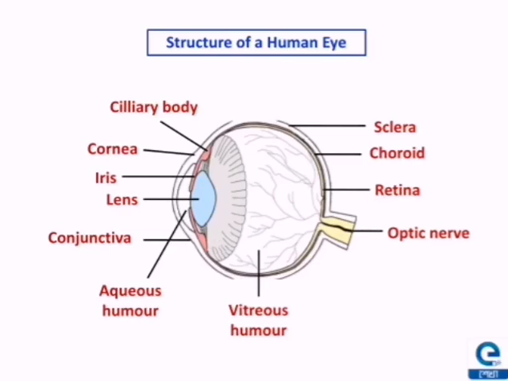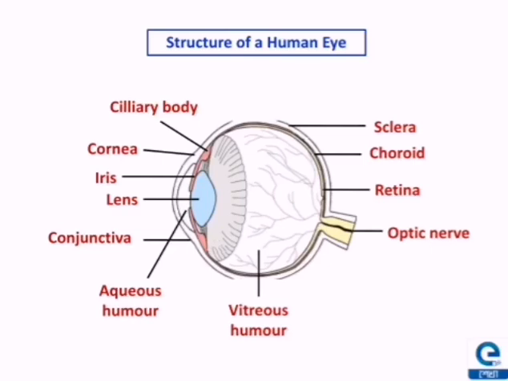The eyeball is covered by outer, middle, and inner coats. The outer fibrous coat consists of cornea and sclera. The middle vascular coat consists of choroid, ciliary body, iris, and pupil. The inner nervous coat consists of retina and optic nerves.